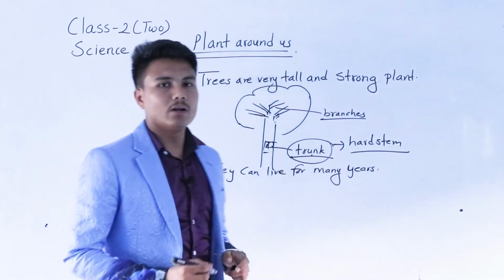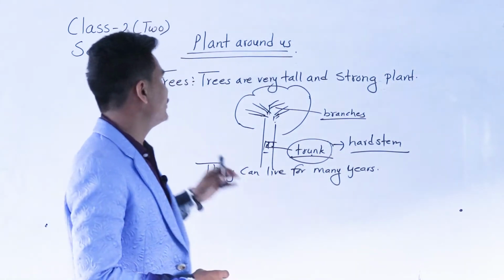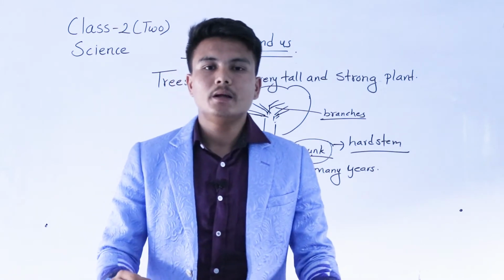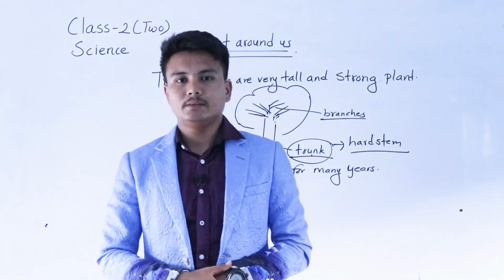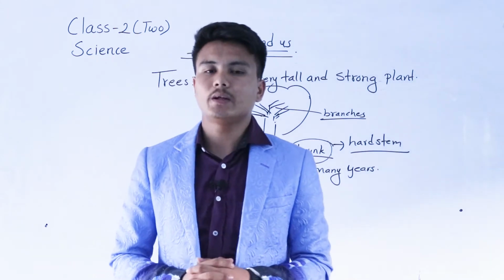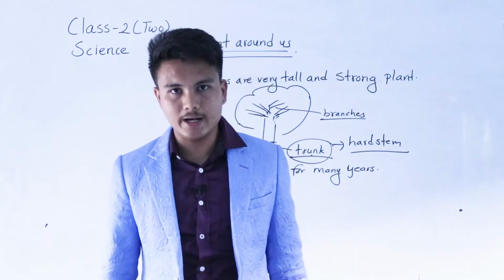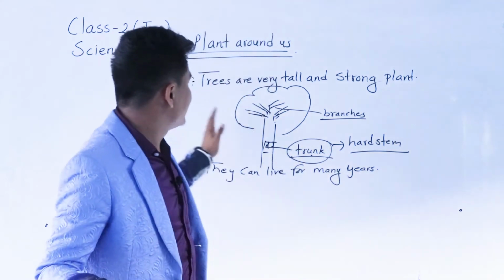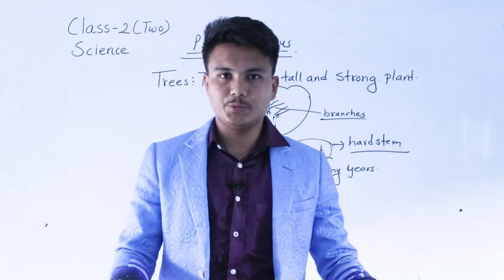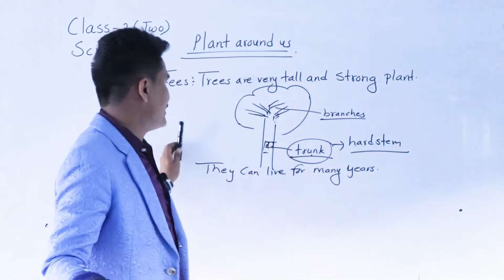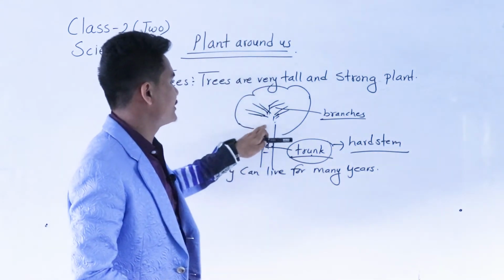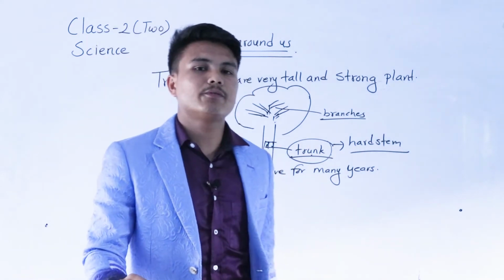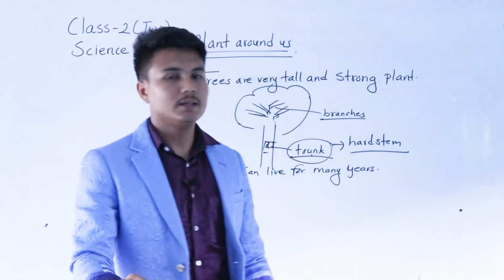There are lots of advantages of herbs, shrubs and trees. We take medicine from the herbs. Herbs are regarded as medicinal plants. So they are very beneficial for us as well. And from trees we can get lots of beneficial things. For example, we can get lots of fruits from the trees.